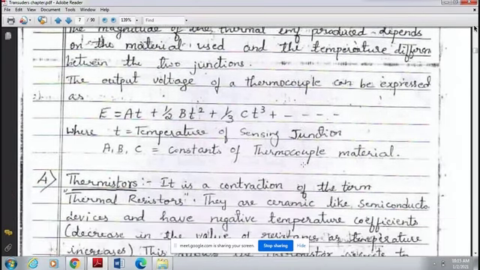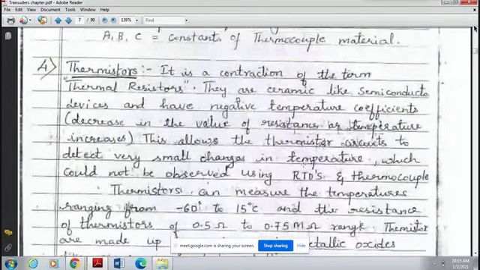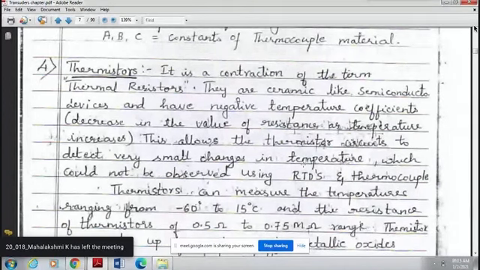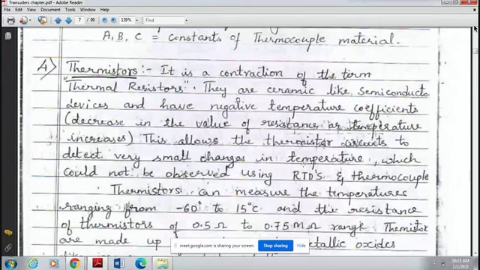Okay, so this is about thermocouples. So there is one more thing, that is thermistors. Similar to thermocouples, a thermistor is another type of resistor, a temperature transducer, which is used for measuring temperature. It is the contraction of the term thermal resistors. Thermistor is nothing but a combination of two terms, thermal and resistor.